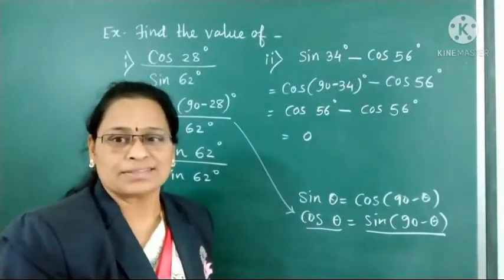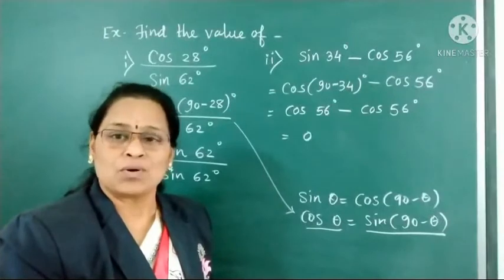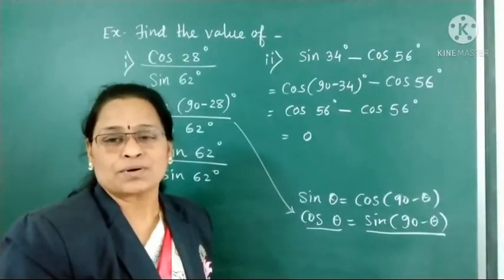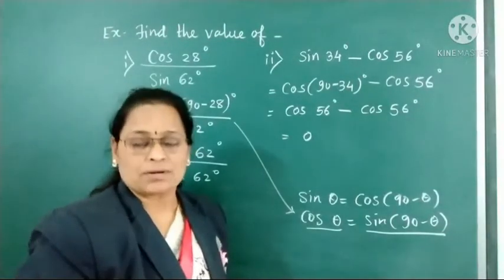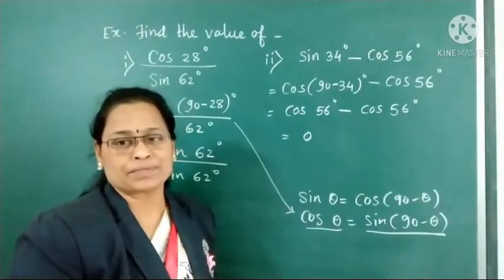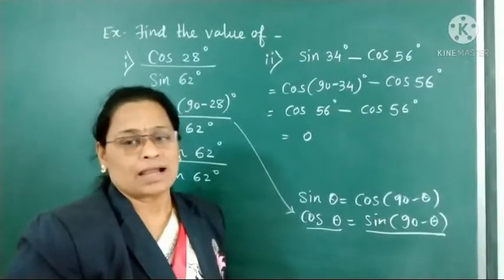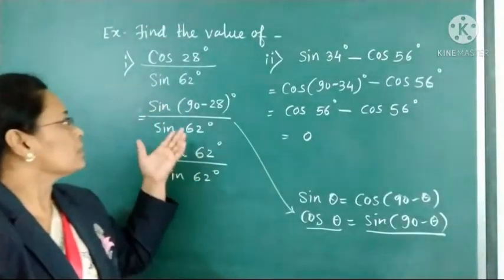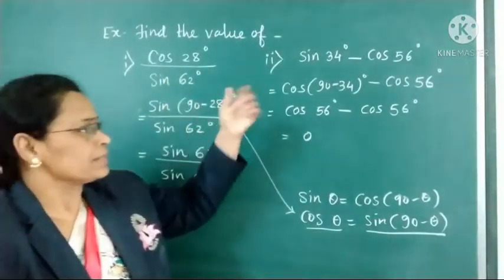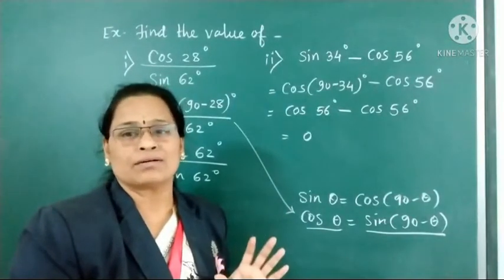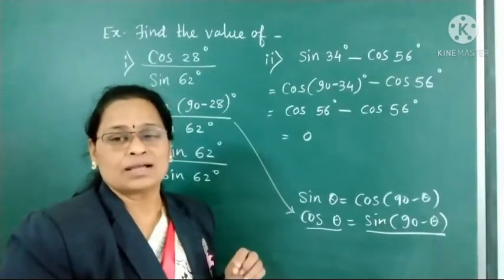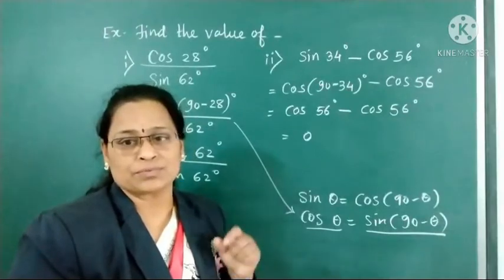Is it simple? Yes. Now let's see some more ratios of the trigonometric ratios of different angles other than complementary angles, like any other number, 28, 62, like that. We will take some particular values of the angles and find out the values of those ratios.